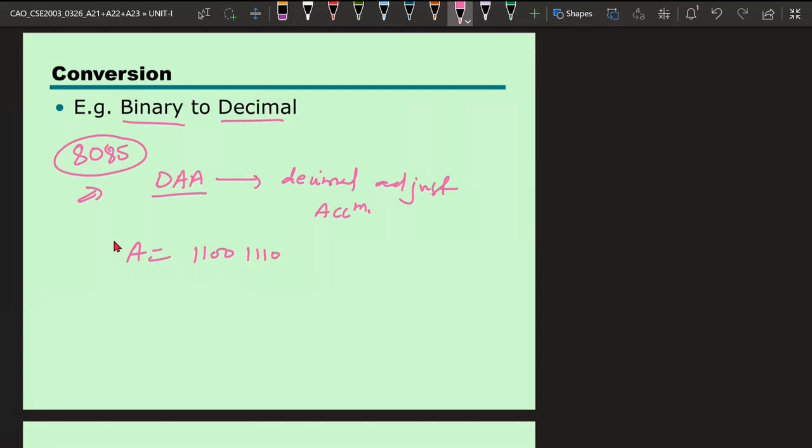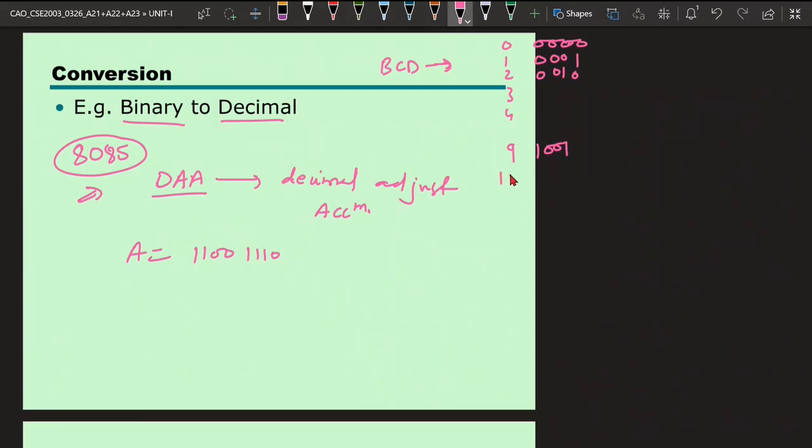So basically, this decimal adjust accumulator is used when we want to convert to BCD, binary coded decimal. In BCD representation, each digit is represented in terms of 4 binary digits. So 0 will be represented by 0 0 0 0, 1 by 0 0 0 1, 2 by 0 0 1 0, and so on up to 9. So 9 will be represented by 1 0 0 1.